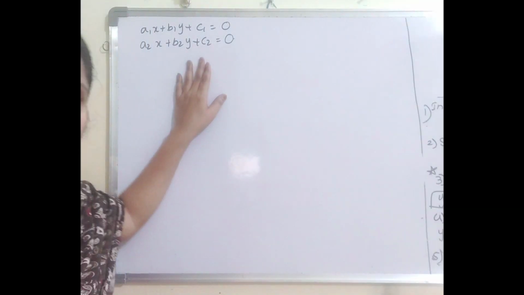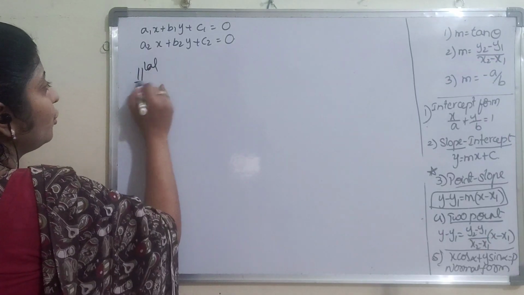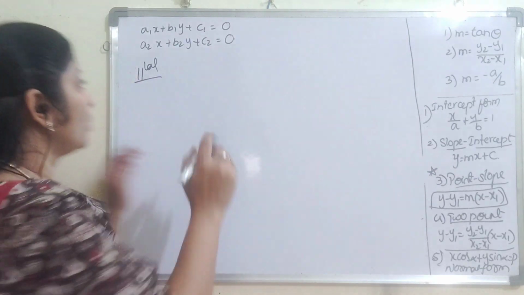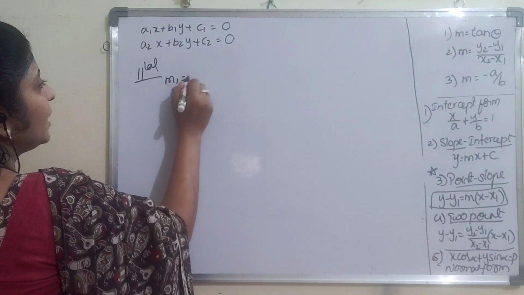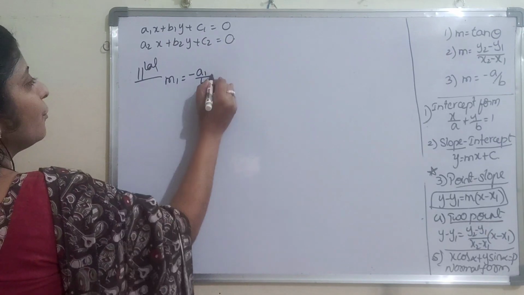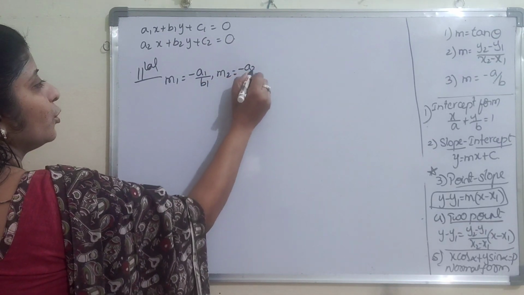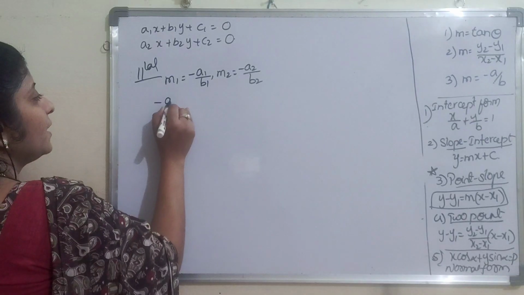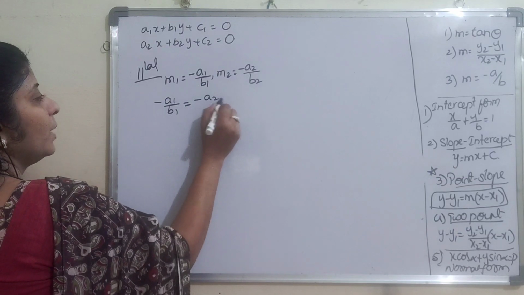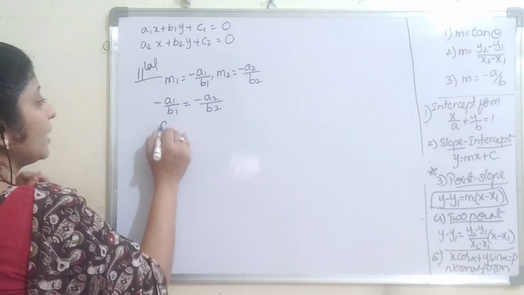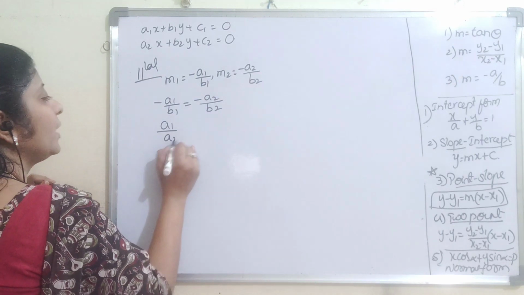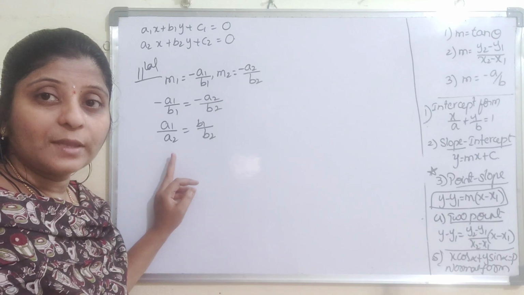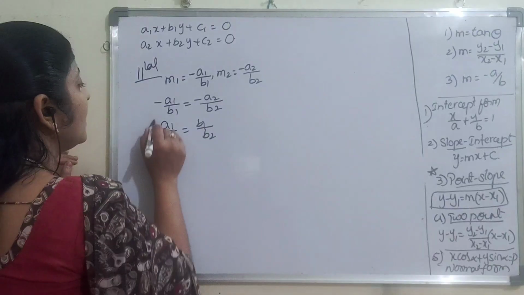If any two lines are parallel, we discussed in part 1, that slopes are equal. So for the first line slope m1 is minus a1 by b1. For the second line m2 is minus a2 by b2. Slopes will be equal when two lines are parallel. So minus a1 by b1 equal to minus a2 by b2. Or simply we can write a1 by a2 equal to b1 by b2. The ratio of the x coefficients equals the ratio of the y coefficients.